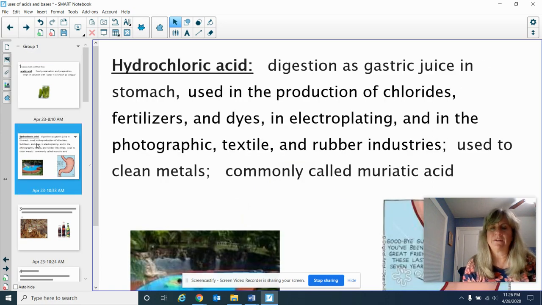Hydrochloric acid, another type of acid, that's in our stomach, and it is also what we use in swimming pools. It's used in fertilizers and dyes, and as it says here, electroplating, photography, textile, rubber industries to clean metals. It's commonly called muriatic acid, and again, you can buy that to help keep your pools clean because it is poisonous and it does kill bacteria in our stomach. That's what helps us digest our food.